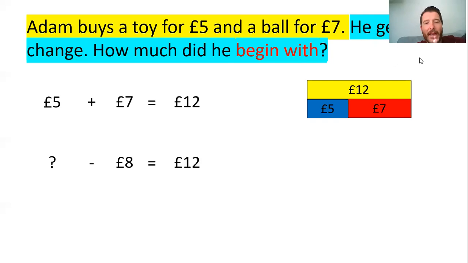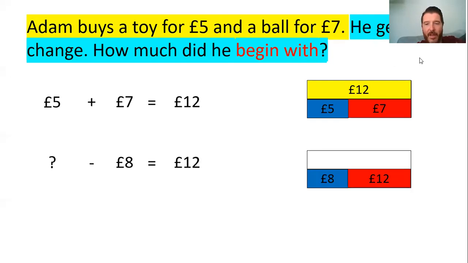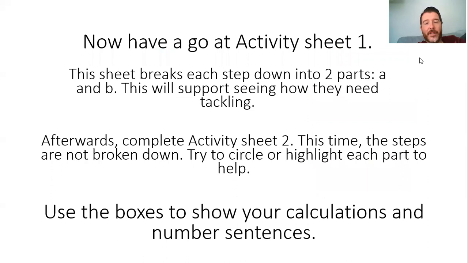Something take away £8 equals £12. So £8, £12, there are parts. Well, what do they add up to? Because we always do the opposite. So if we've got a missing number taken away, we need to add, don't we? £20. Okay, so we started with £20.